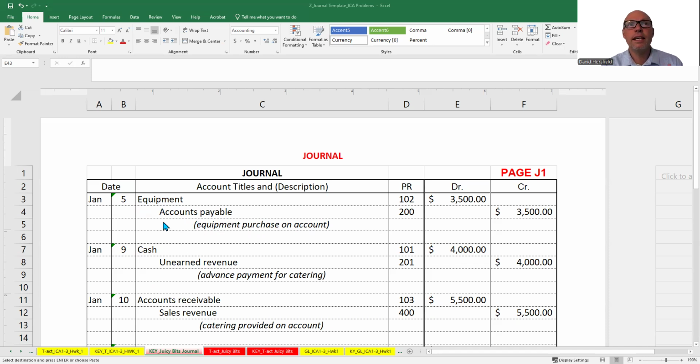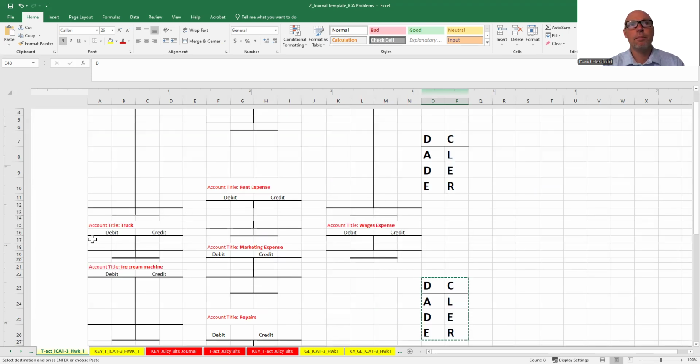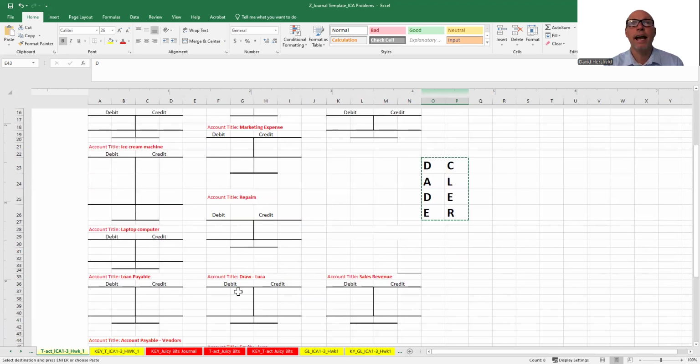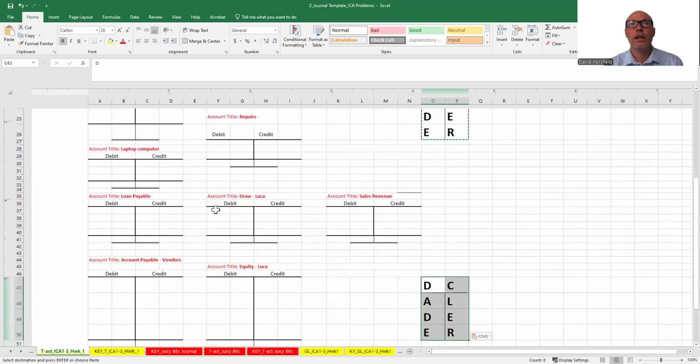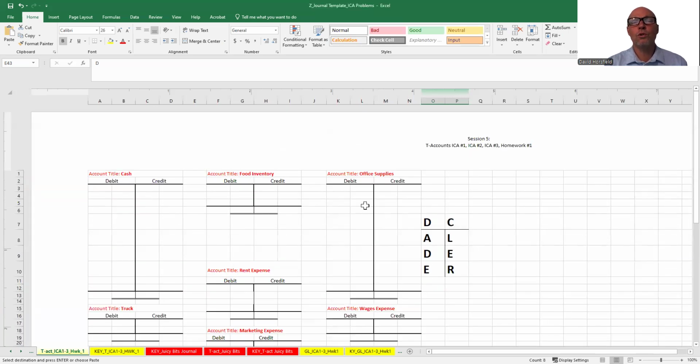So the T accounts are actually going to start looking like this, where we're going to have a T account for cash and a separate T account for food inventory and a separate T account for office supplies and a separate T account for truck and for marketing expense and for wages expense and ice cream machine and a T account for repairs and a T account for all the different accounts that we're touching on in the journal entry process. Okay, now this image here is in the course workbook.